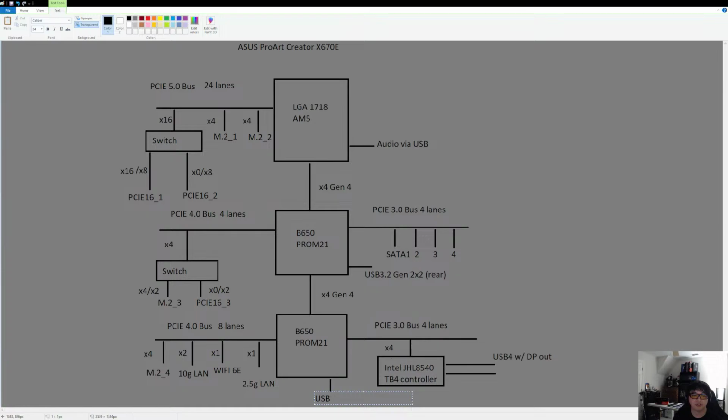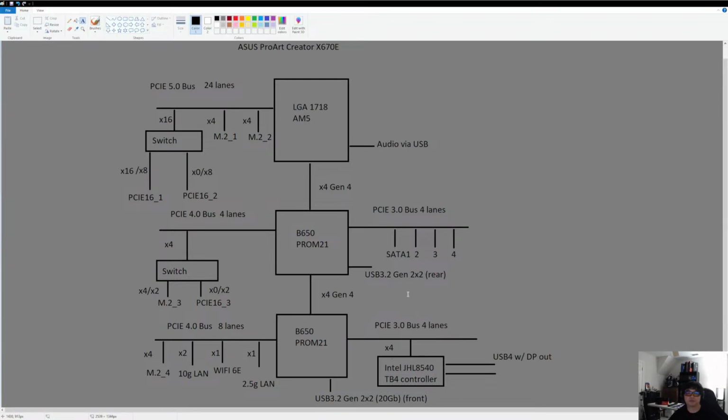USB 3.2 Gen 2x2. So these are the 20 gigabit USB. This is the front panel connector. So you got two 20 gigs, one here on the back of the motherboard, another one for the case, for the front panel, if you have a case that has that, and then you get two 40 gig USB off of the Intel Thunderbolt 4 controller.